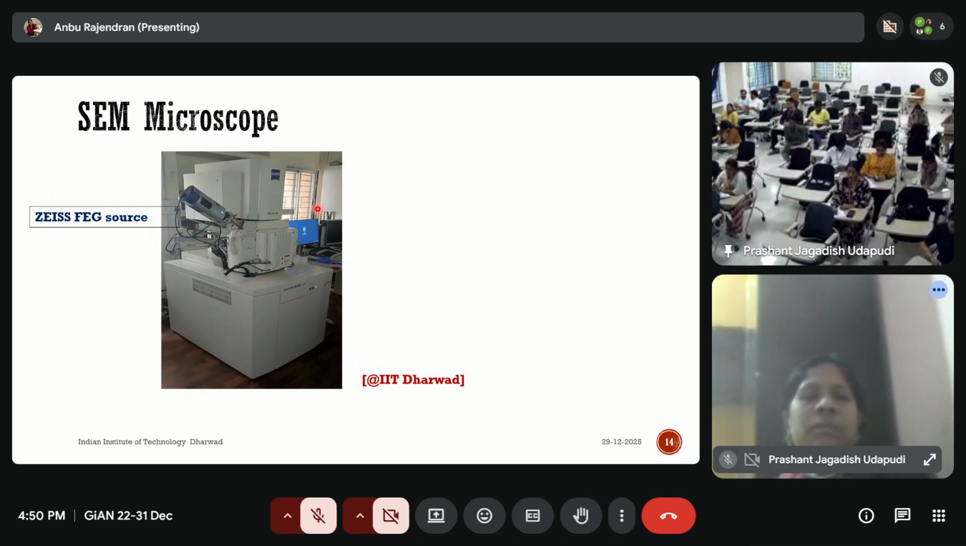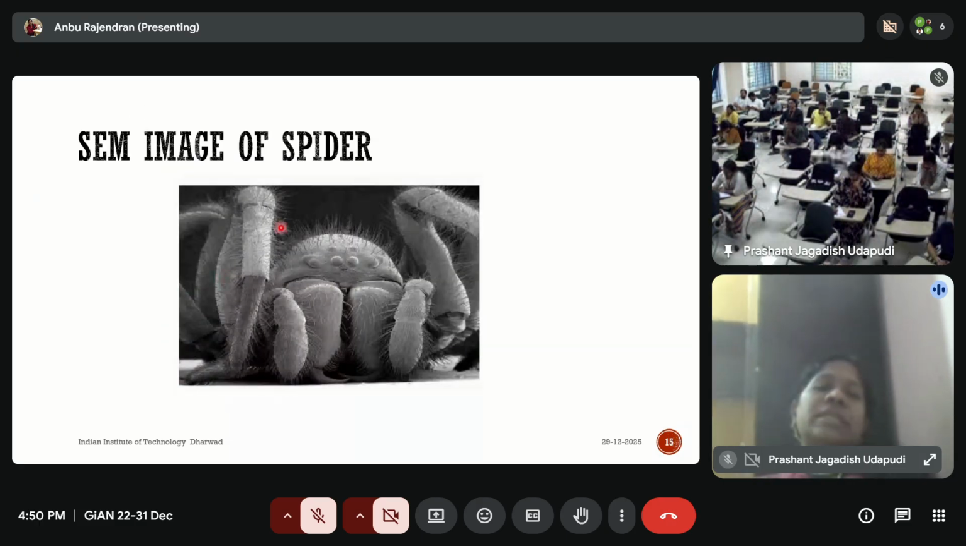This is the SEM available at IIT Dharwad, which has an FEG source. SEM generally comes with two different sources: one is an FEG source, another is a tungsten electrode. Compared to tungsten, the field emission gun will give better resolution. So this is the SEM image of a spider. SEM can provide the details, morphology, and topographical images of anything.